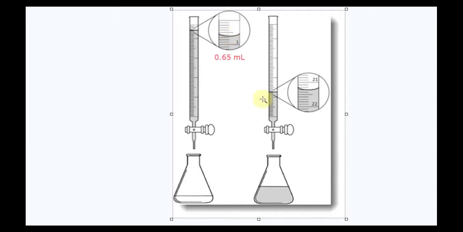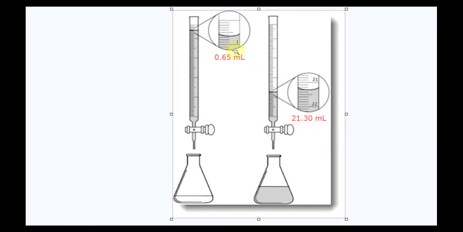That volume is going to be 0.65 mLs, and you're expected to estimate between the lines. So you have a 0.1, 0.2, and here's our 0.5, 0.6, 0.7, and that bottom of the meniscus is at the 0.65 level. Then you have your final reading here, and again, this one is helpful because you start at 21 and you go down to 22. So you have 21, and that line is right on the money, it looks like. And I would estimate that as being 21.3.